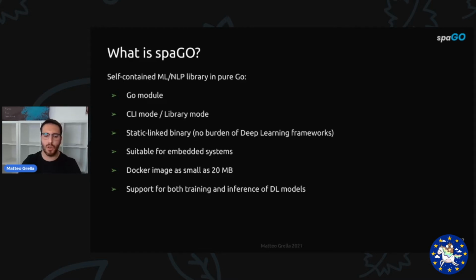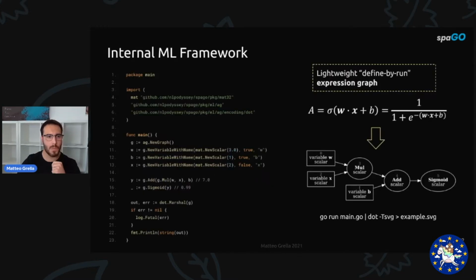In spaGO, it's all in Go, and you can perform inference and train your deep learning models. And this makes it particularly suitable for embedded systems. Just think of the Docker image: the deployment of deep learning models is quite hard if you go from Python. Here it is just 20 megabytes. So it's really great for production. And you can use it in both command line interface mode or as a library. It's of course a Go module.